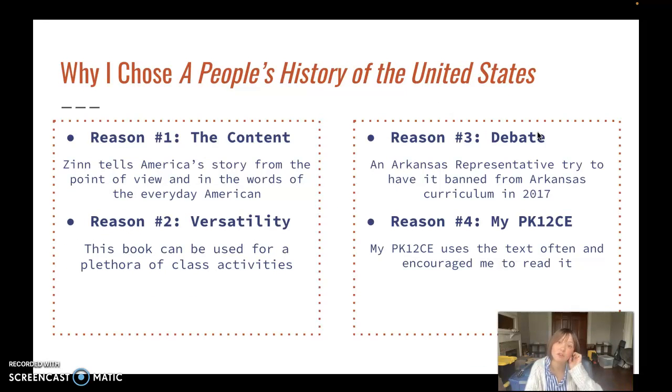Why I chose A People's History of the United States, there's a couple reasons. The first reason is the content. Zinn tells the story of America from the point of view and in the words of the everyday American.